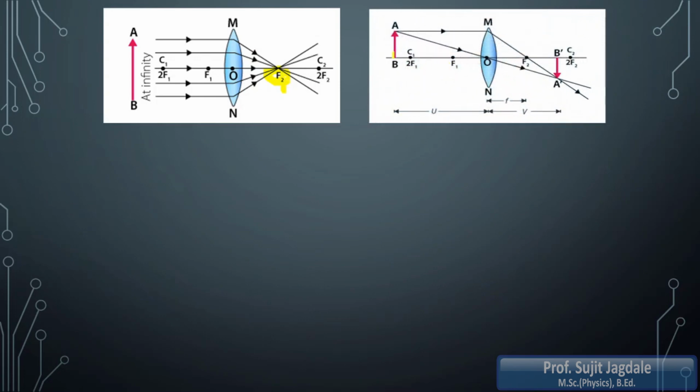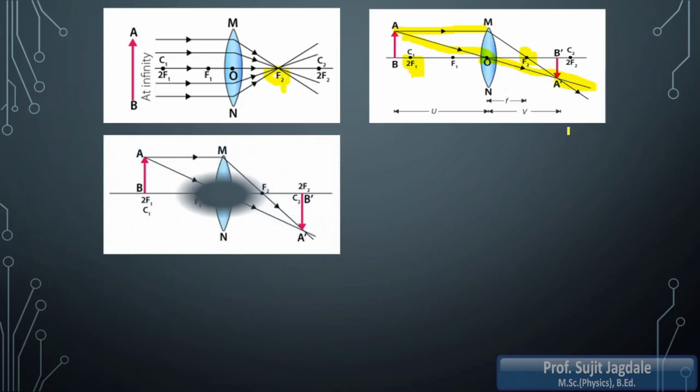Then the second one is between infinity and twice f1, so the image is between f2 and twice f2. Again here you can see both conditions are satisfied. If the incident ray is parallel, it will pass through f2, and if the incident ray is passing through the point O, then it goes undeviated. They are gathering at point A dash, so A dash B dash is the image.